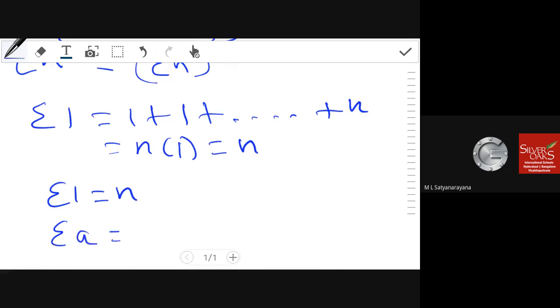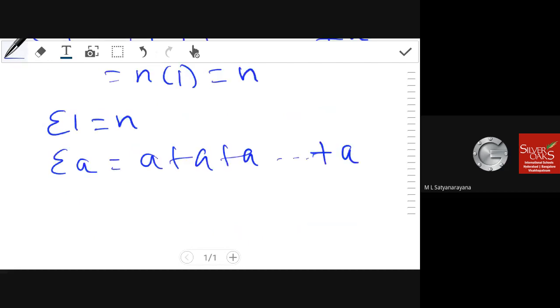Similarly, you can find sigma a also. Sigma a is a plus a plus a, so on up to n times. So what it will be? A plus a plus a up to n times will be n times a, or it is na.